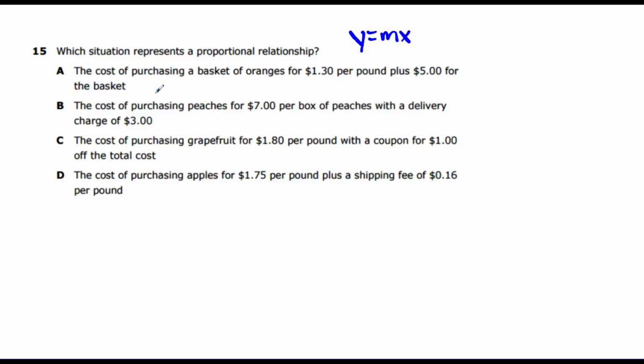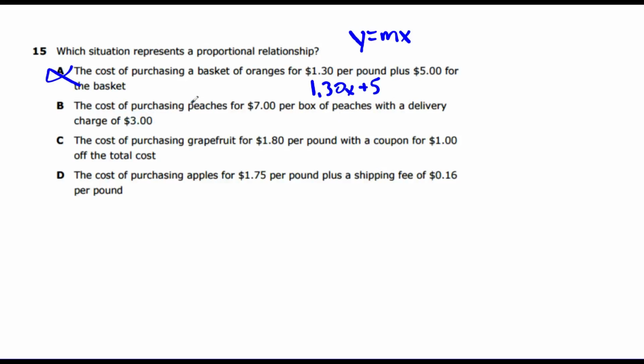So let's look at what we got. So A says the cost of purchasing a basket of oranges is $1.30 per pound. Okay, so that would be $1.30 times x, right? Price per pound times number of pounds plus $5. Well, if it has plus 5, it's not proportional, it's not the answer.